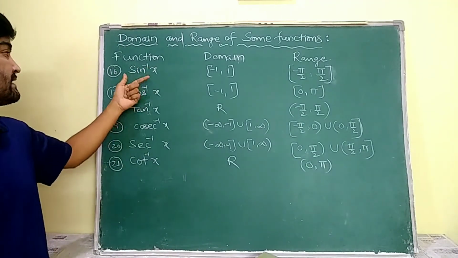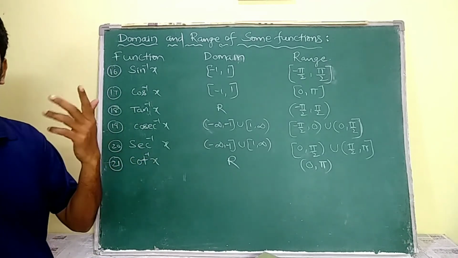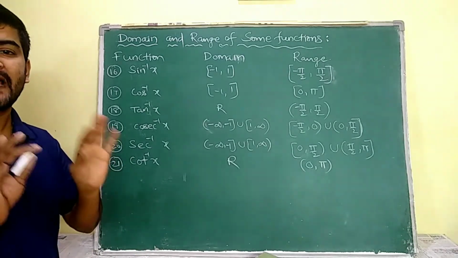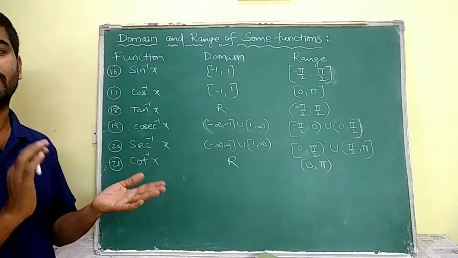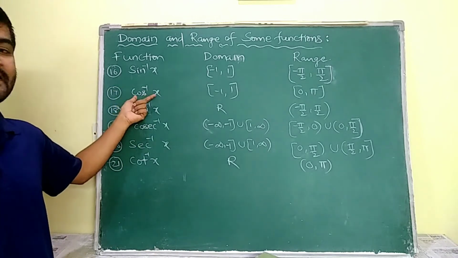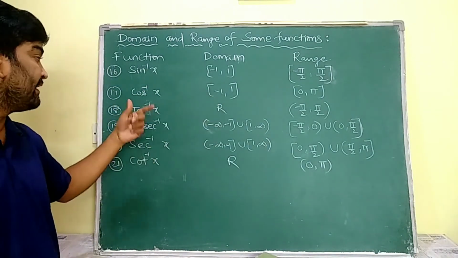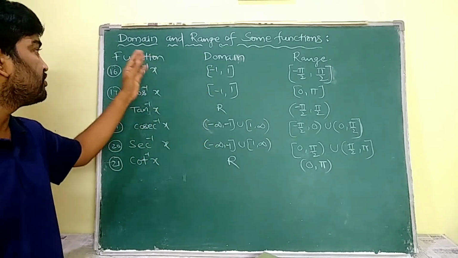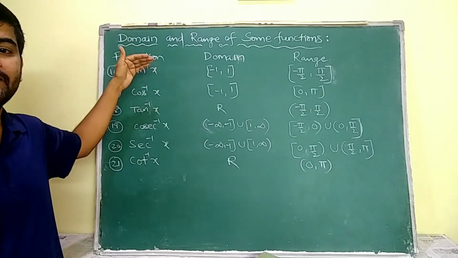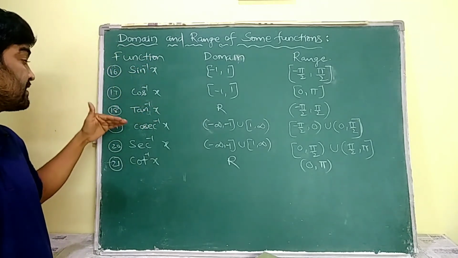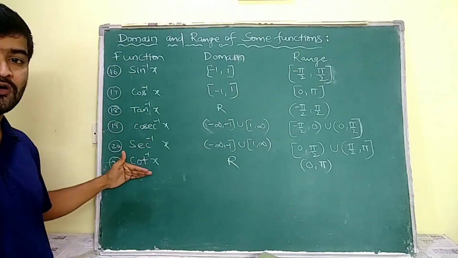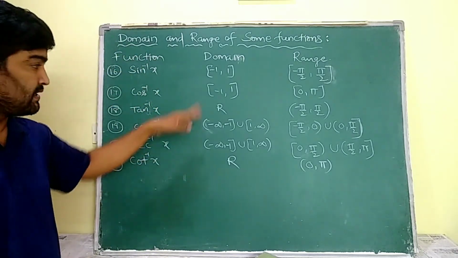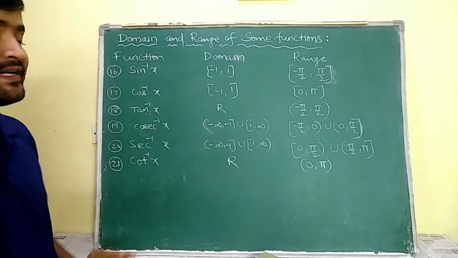Inverse functions now. Sin inverse x. For sin x we obtained a range, and that range is going to be the domain here. Sin function's range is sin inverse's domain. Similarly, cos function's range is cos inverse's domain. Tan inverse, like that we are going to write the domains. It's clear now? So the range of sine, cos, tan, cosecant, secant and cot functions becomes the domain of their inverse functions. Understand? Then after that we are going to find its range.